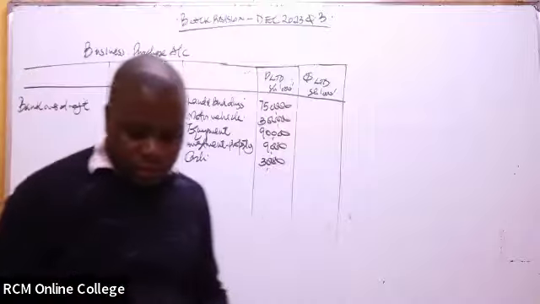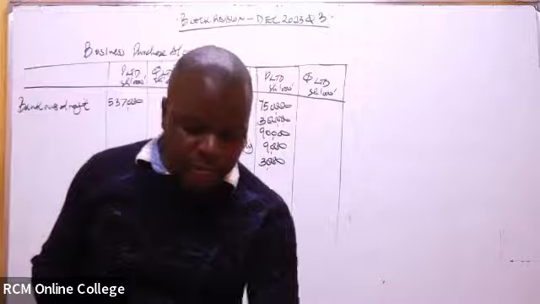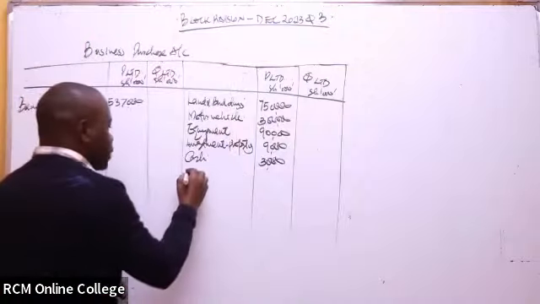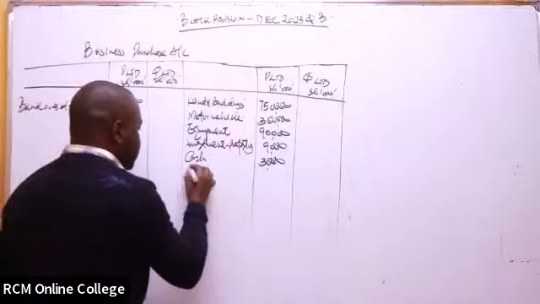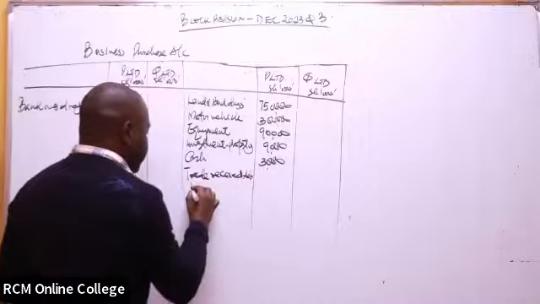Then also their share of trade receivables, inventory, and trade payables. So trade receivables and inventory are assets, so trade receivables, these are assets which are taken over, and inventory.